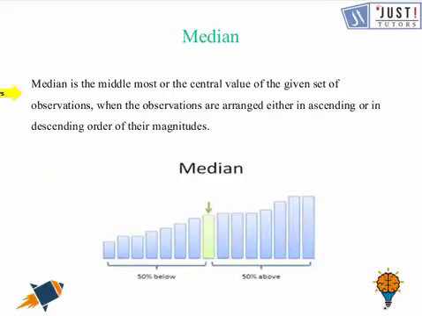Median is the middle value, that is the middlemost or the central value of the given set of observations when we have arranged all the observations either in ascending or descending order. This is very important: first we need to arrange them in order of their magnitudes. You can arrange them in ascending order or in descending order. And then the middle value that you observe is our median.